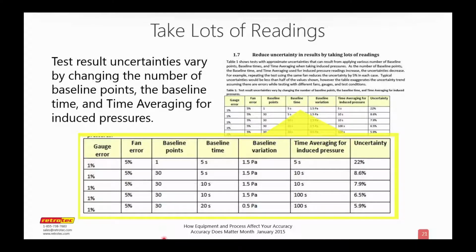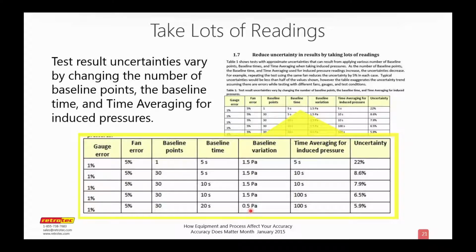But you'll notice if you take only one baseline point for only 5 seconds, and the baseline in the 5th column is varying by 1.5 pascals, then our uncertainty can be very high. By baseline variation, what we mean is when you plug in your gauge and throw a tube outside and look at it, the gauge will be varying, let's say, from 0 to 1.5 pascals up and down. That's what we call baseline variation.